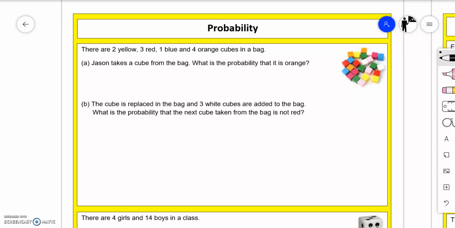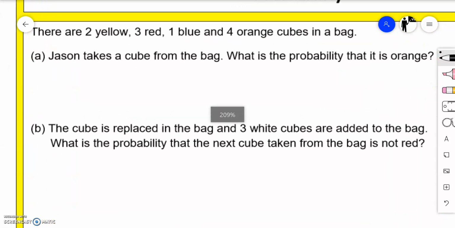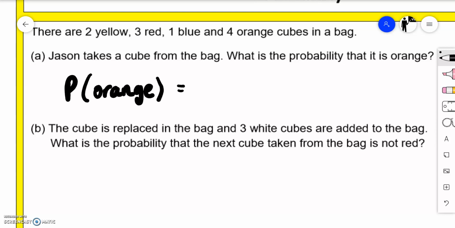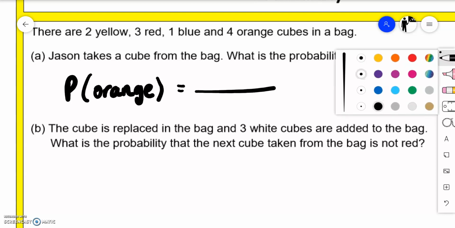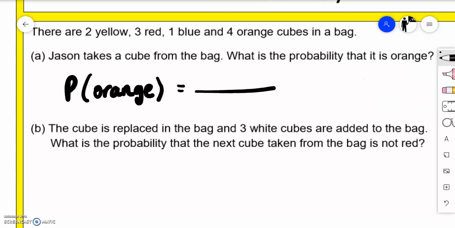There are 4 yellow, 3 red, 1 blue and 4 orange cubes in a bag. Jason takes a cube from the bag. What is the probability that it is orange? So we want to figure out the probability that it's orange. We'll take the number of ones that are orange. There's 4 orange, and we'll divide that by the number of cubes in the bag altogether.